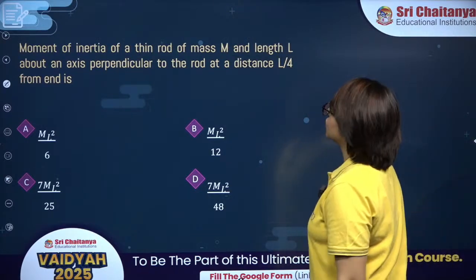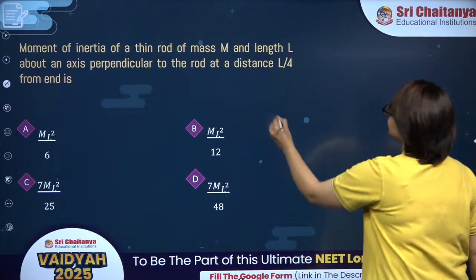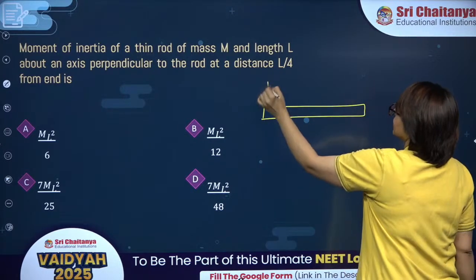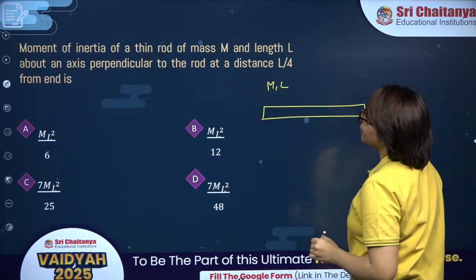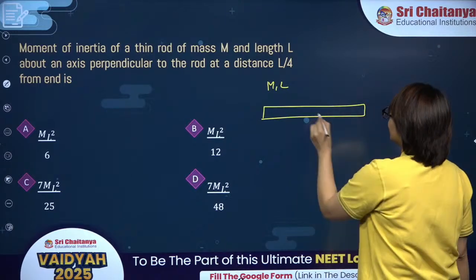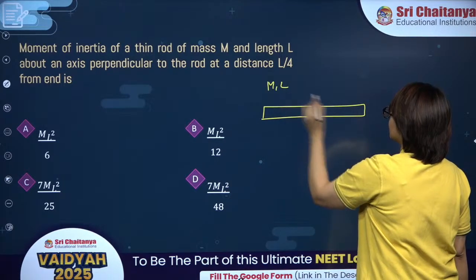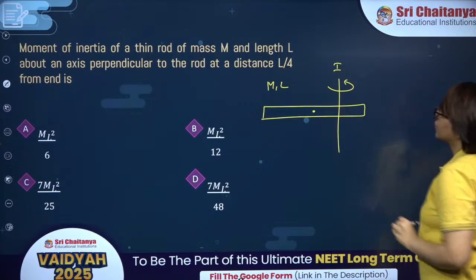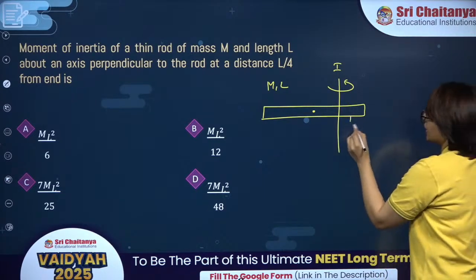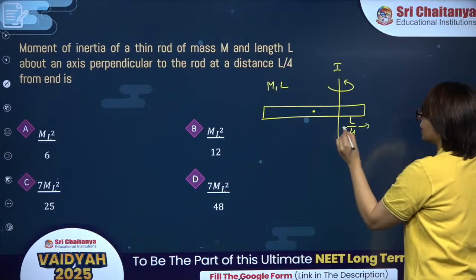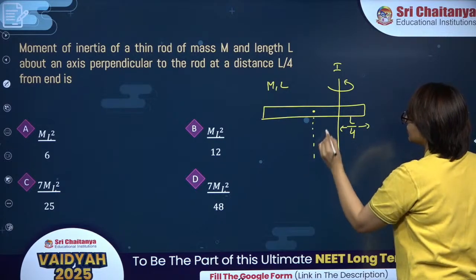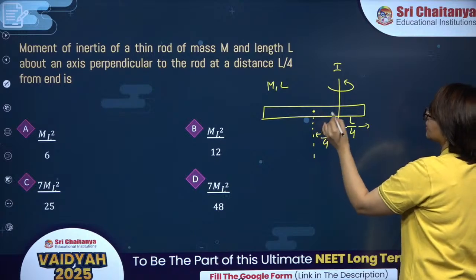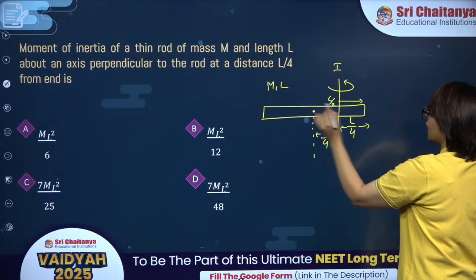The moment of inertia of a thin rod of mass m and length L about an axis perpendicular to the rod at a distance L by 4 from the end is. So let's say this is the axis of rotation and we have to find the moment of inertia about this axis, which is at a distance of L by 4 from the end. From the center of mass, it is also L by 4 because the center of mass is exactly at the center. So this total distance will be L by 2.